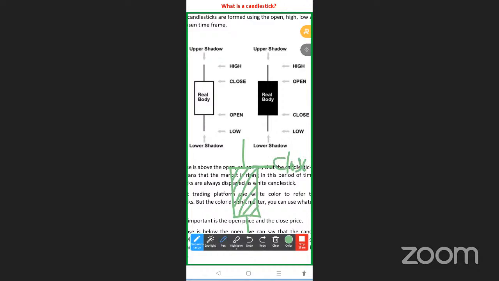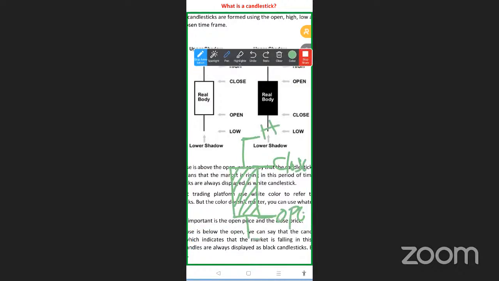Where the green candle starts from, where the body starts from, we call it the open. The highest point, this one, we call it the high. And the lowest point, here, we call it the low, if it is a green candle. As simple as that. If it is a red candle, let me try to draw the red candle here.